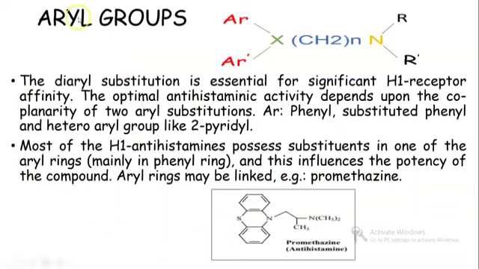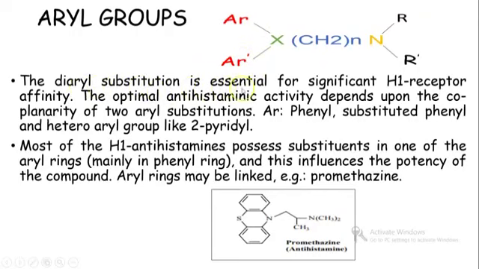Now let us see the aryl group. The first part is the aryl group. Here Ar is aryl including phenyl and heteroaryl groups, and Ar dash is aryl or methyl group.